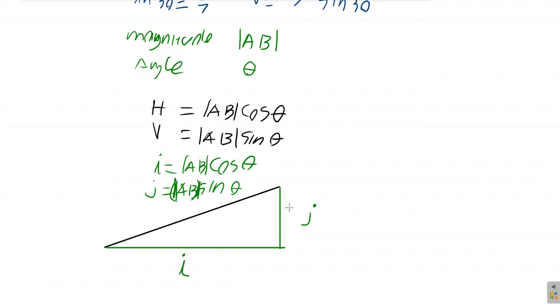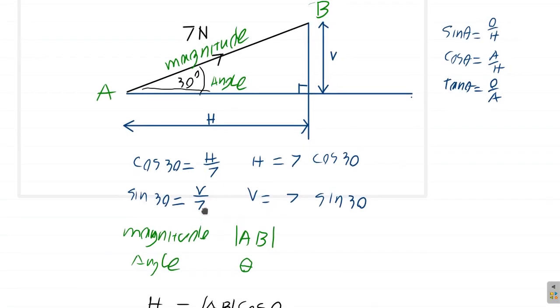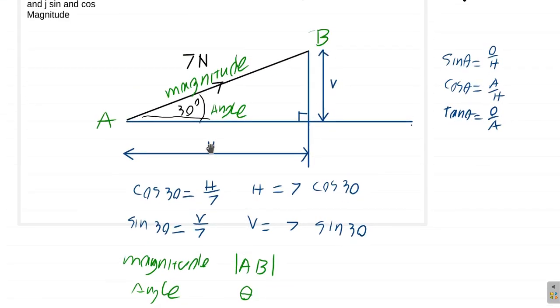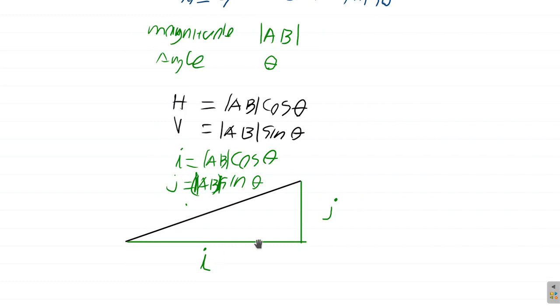Alright, so this is where we reached last time. We talk about the horizontal and the vertical component. H means horizontal, V means vertical, but sometimes they use I for the horizontal and J for the vertical component, right?